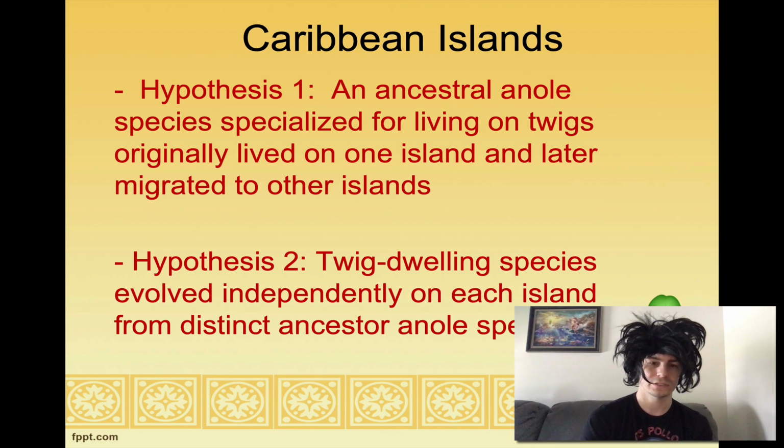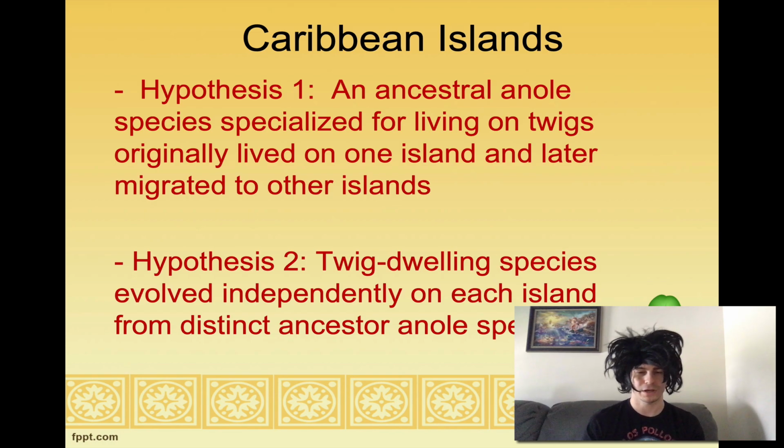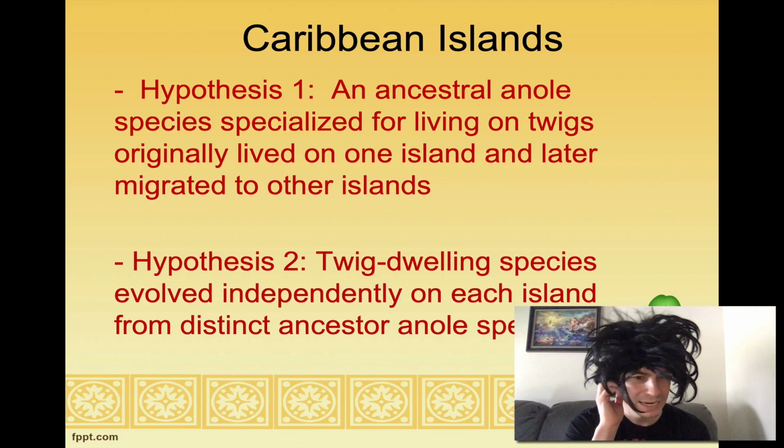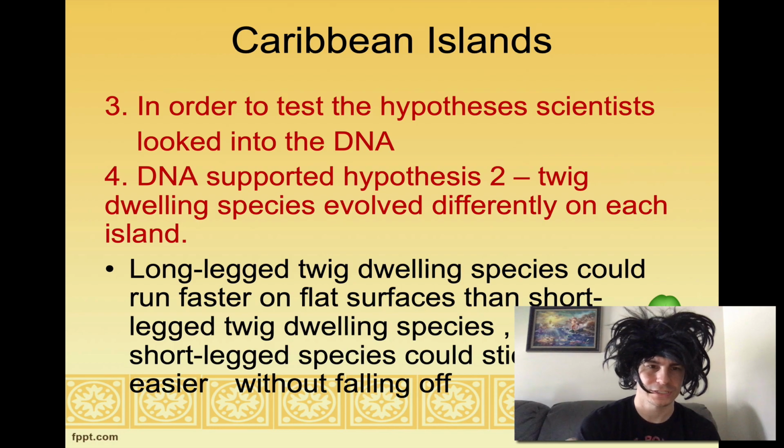The ancestor went to, once it reproduced, these ancestors went to different islands, and whatever was at that island, whether there was more trees or more grass, they became adapted, and the ones that weren't adapted died. That's the first hypothesis. The second one was that they were two completely different species, and they evolved to actually look very similar, okay? So how did they test this hypothesis?